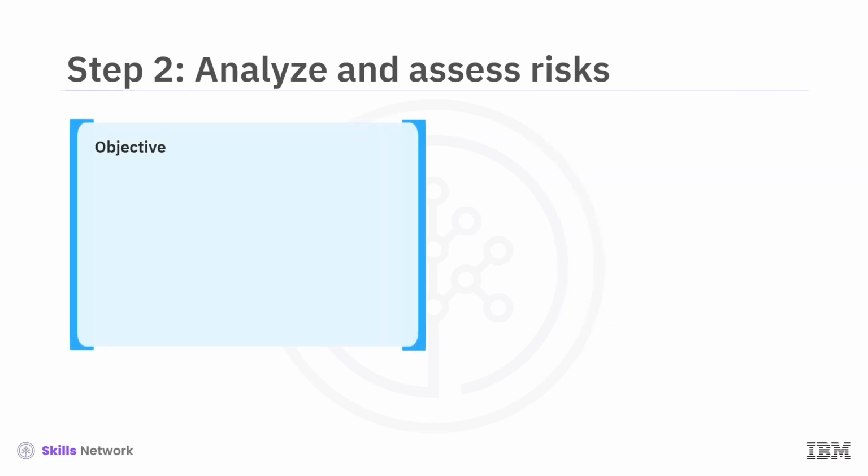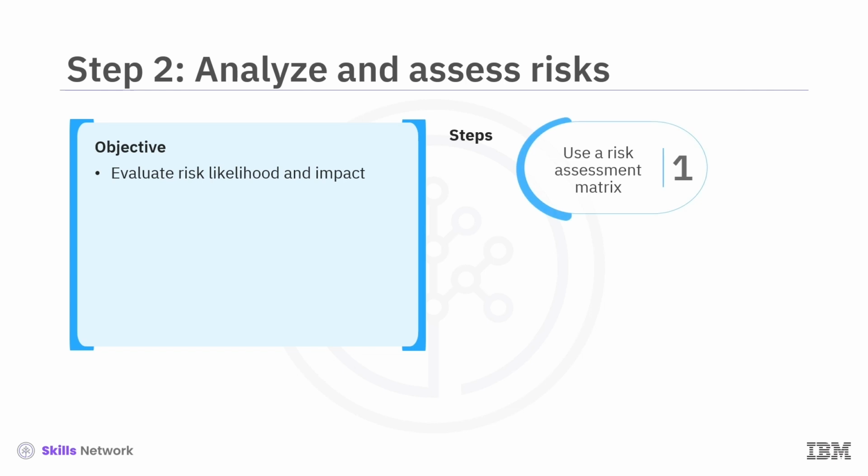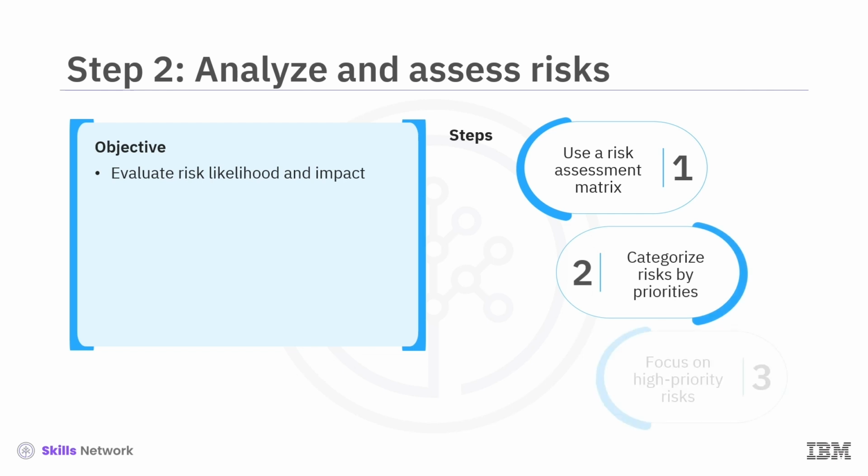The objective of Step 2 is to evaluate each risk based on its probability and severity. To complete this step, follow these actions. Use a risk assessment matrix to rate risks by likelihood and impact. Categorize risks into high, medium, or low priority. Focus resources on high priority risks to minimize their impact.